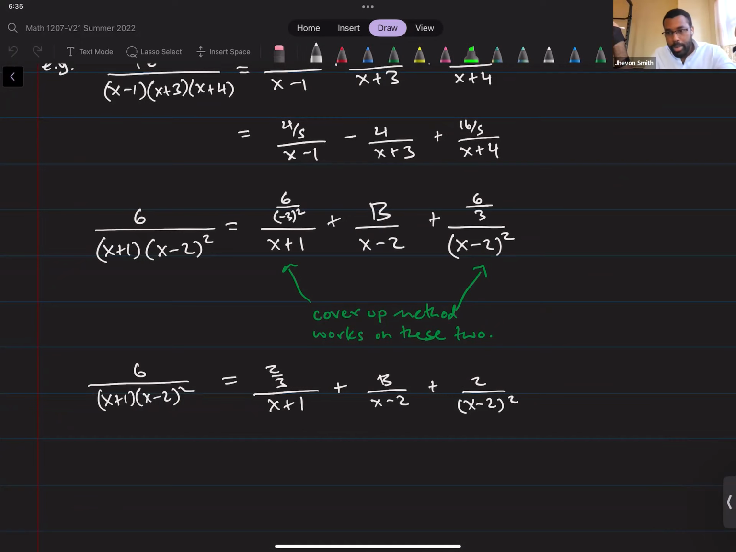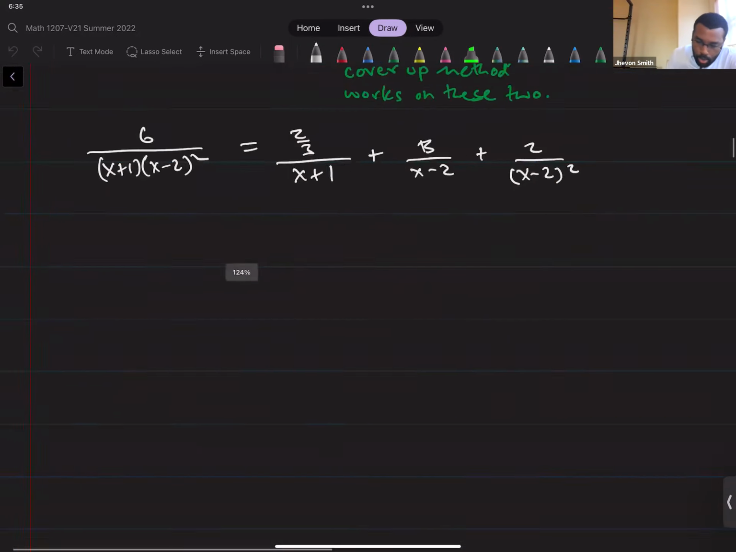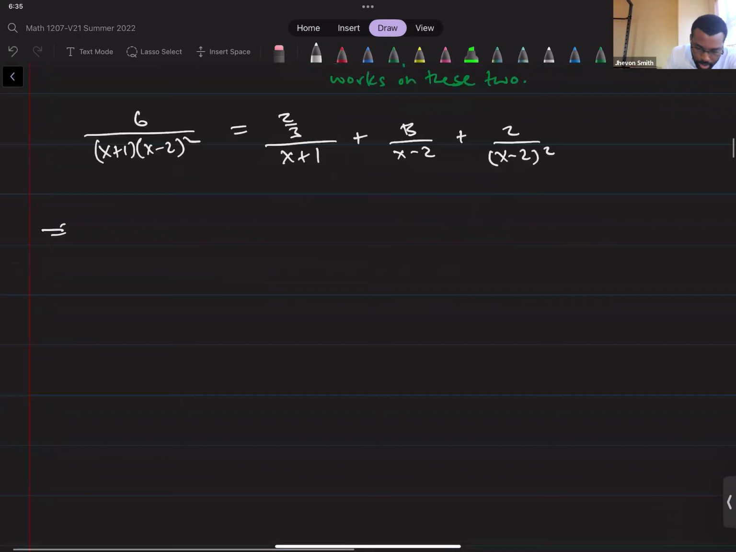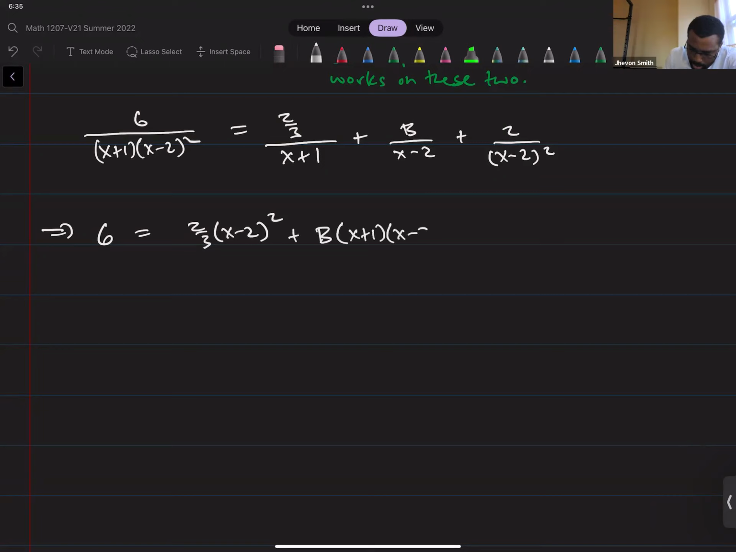Now, how do you find the b? Well, you just bite the bullet and do one of the two methods that I showed you yesterday. So you would multiply through by the denominator on the left. This would give you 2/3 x minus 2 squared plus b times x plus 1 x minus 2 plus 2 times x plus 1.